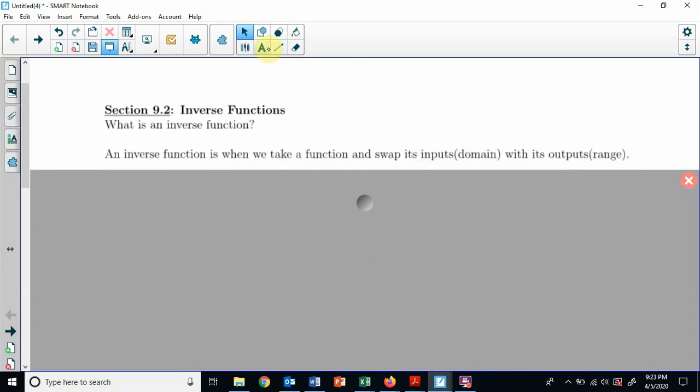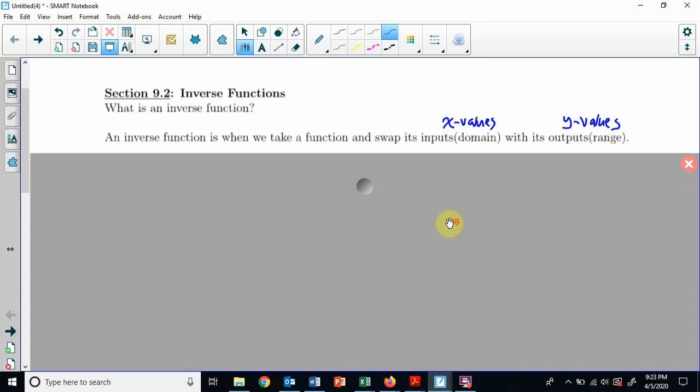So we're swapping the x values with the y values. I don't know about you, but that seems pretty simple, at least on the surface, and it actually really is.